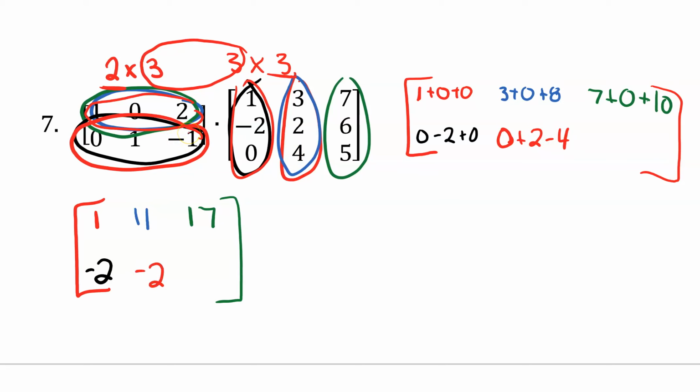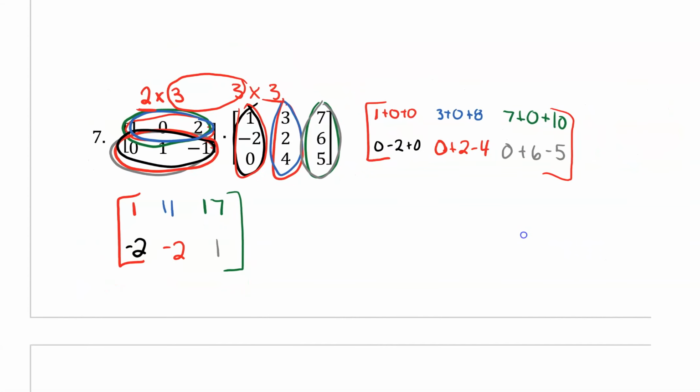Alright, last row and last column. So 0 times 7 is 0. 1 times 6 is 6. And negative 1 times 5 is negative 5. 6 minus 5 gives us 1.